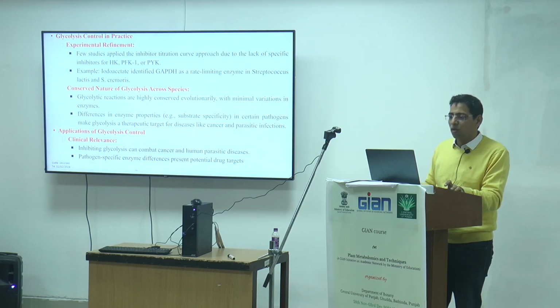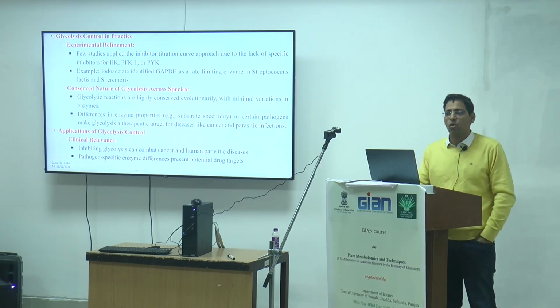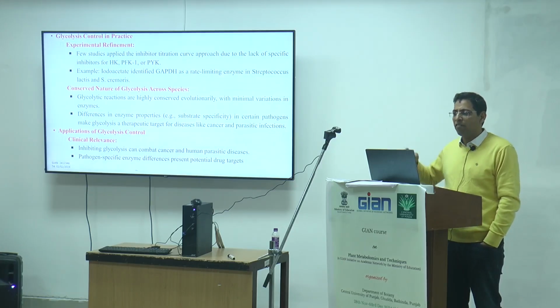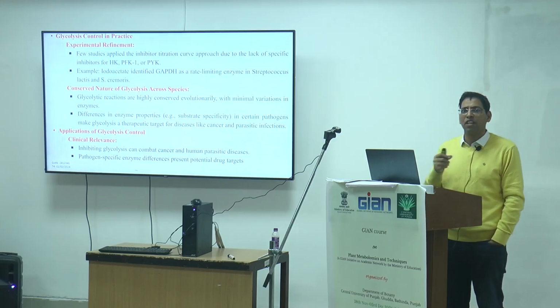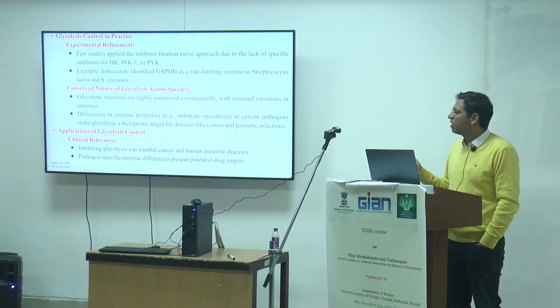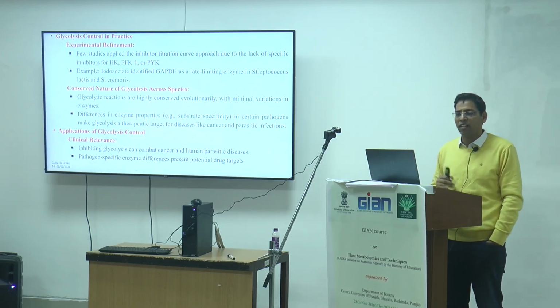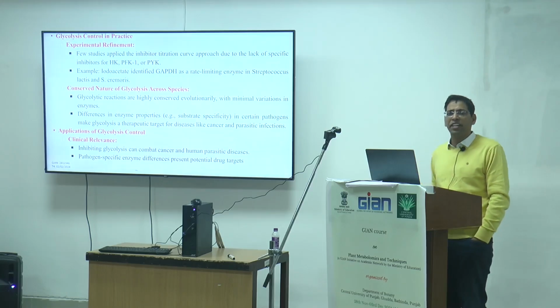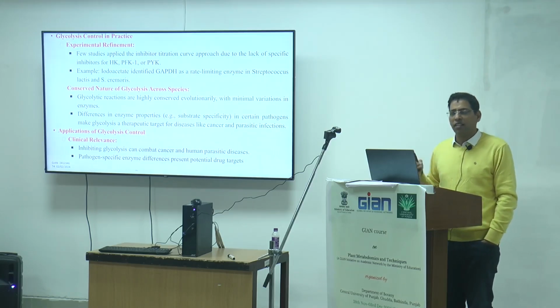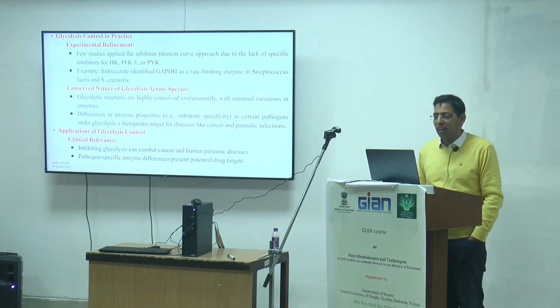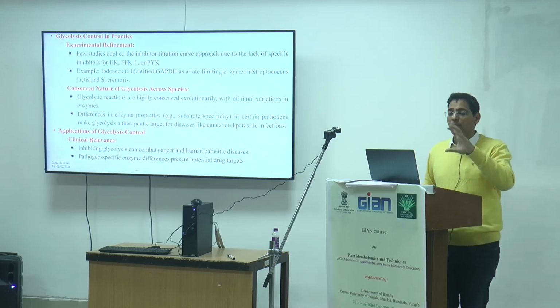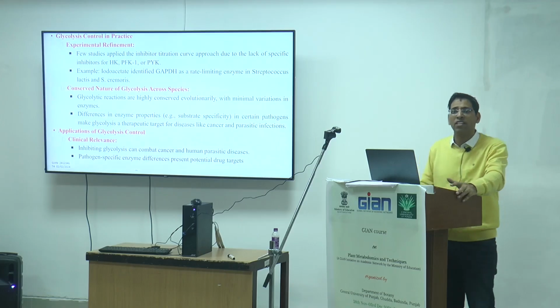So now, glycolysis control in practice. Experimental refinement was carried out with the help of inhibitor titration, due to the lack of specific inhibitors. That's why titration inhibition was carried out. Let me take an example: iodoacetate identified GAPDH as the rate limiting step enzyme in Streptococcus lactis and Saccharomyces cerevisiae. By the inhibitor titration method, it was identified that a few other compounds are also working as inhibitors.